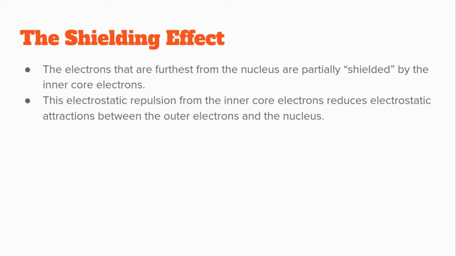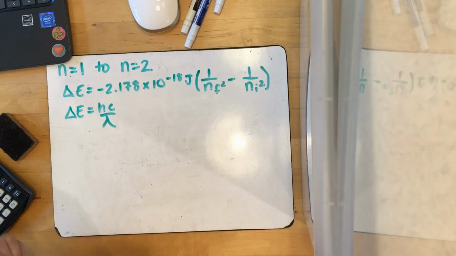We call this the shielding effect. So the electrons that are far away from the nucleus are shielded by the inner electrons, the closer electrons. This is because electrons are all negatively charged, and so they repel against each other. So the amount of repulsion against those outer electrons is greater, and it kind of weakens that attraction from the positive nucleus.